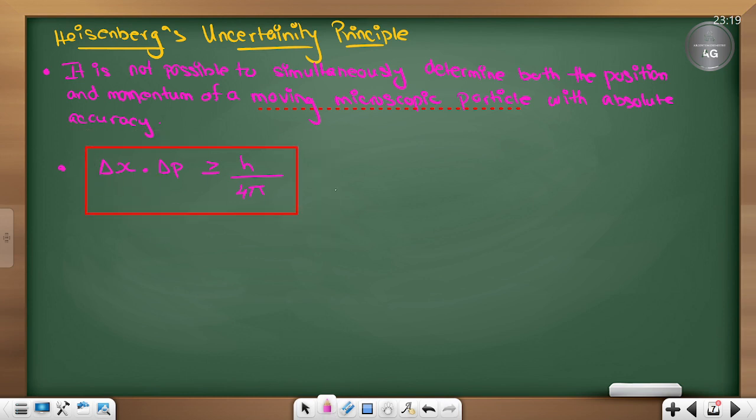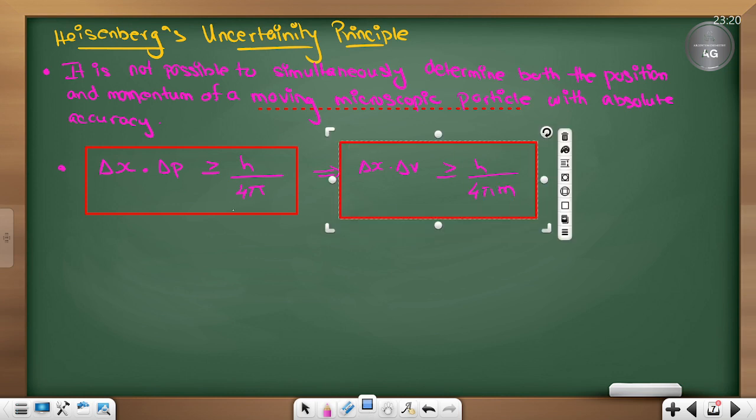The main derivation is this. From this you can write delta p as m delta v, because m won't change, so m can go down. So you get another formula: delta x into delta v greater than or equal to h by 4 pi m. But that is not the main formula. That is the derived formula from here. The original mathematical representation is delta x dot delta p greater than or equal to h by 4 pi. So do not try to do anything else. Whatever is given, use it right there. Clear or not clear? Any doubt?